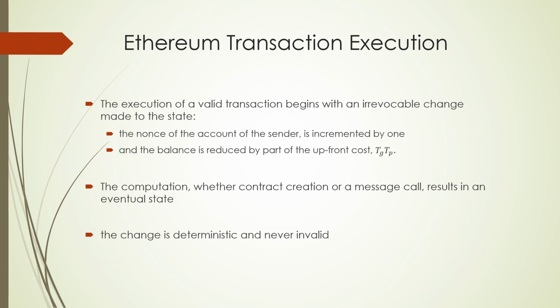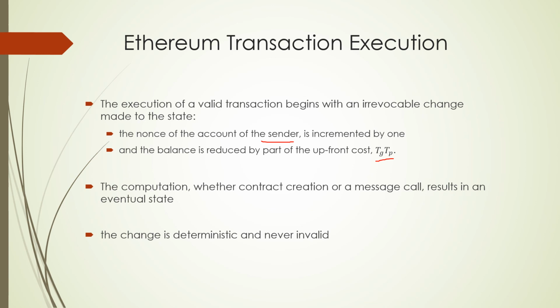The nonce of the account of the sender is incremented by 1 because the sender has just executed the transaction, and also the balance is reduced by part of the upfront cost. As you remember, the gas price times the gas limit is going to be the maximum cost, and some part of it is going to be charged, and balance should be reduced by that part.